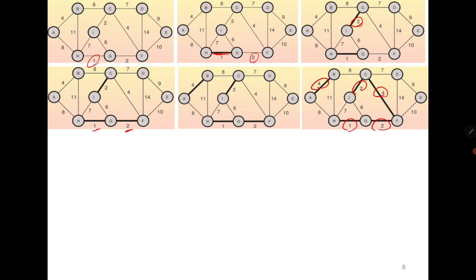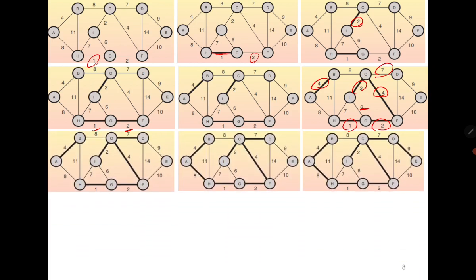After 4 the minimum weight is 6, but I cannot pick this one because it is forming a cycle, so I have to pick 7. So I can pick this one because it is not forming a cycle, so I picked this one. Then after 7 the last choice is, because E is not yet covered, and therefore I pick 9, and that gives me the required minimum weight spanning tree whose cost is 37.